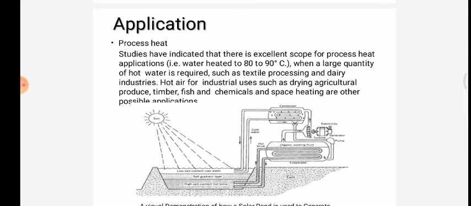Now the application of this process: studies indicate that there is an excellent scope of process heat application, approximately 80 to 90 degrees Celsius. Even a large quantity of hot water is required.